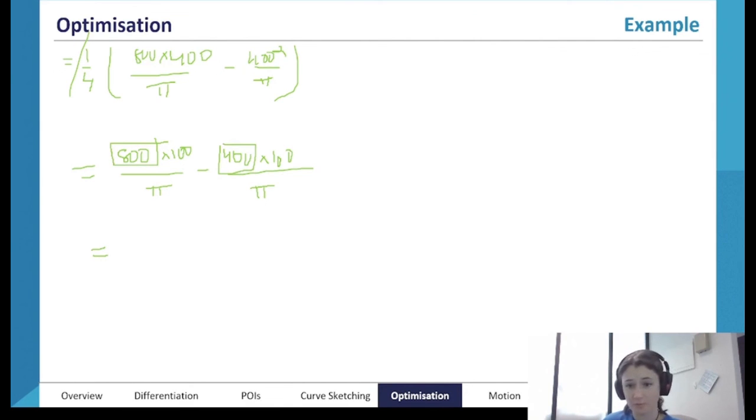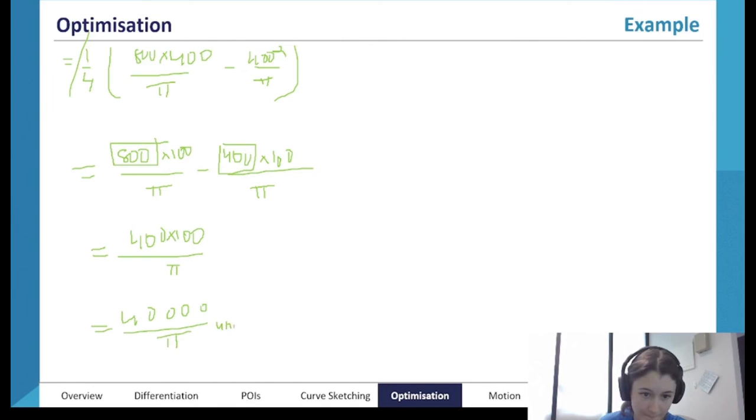Similar thing that we were doing before. Again, this is just a simpler way to do these tech free instead of simplifying it all out and then doing a big long list of addition and subtraction. If you think about it a little bit smarter, then it's usually very helpful. But we'll have 800 take 400, so we're going to be left with 400 times 100 on pi, which gives us 40,000 on pi units squared. And this is our maximum area.